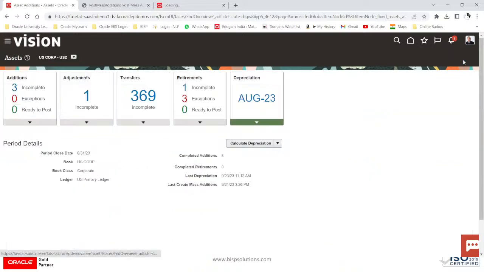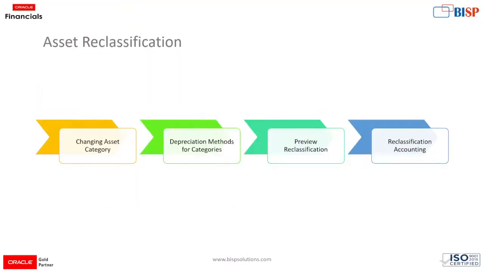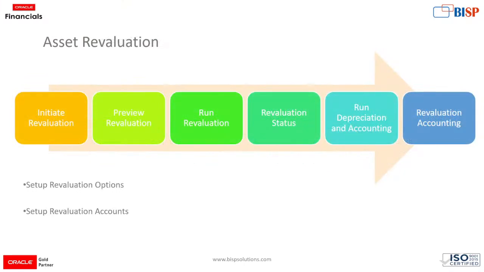Now let us go to the revaluation. Let us move to the PPT again. Next topic is asset revaluation. For the asset revaluation, we have to have some setup options. We have to enable the revaluation setup options, and set up the revaluation account, right? That is mandatory for the revaluation. I have done so, and then we will initiate the revaluation, preview the revaluation, run the revaluation, and check the revaluation status. We will run the depreciation and accounting also.